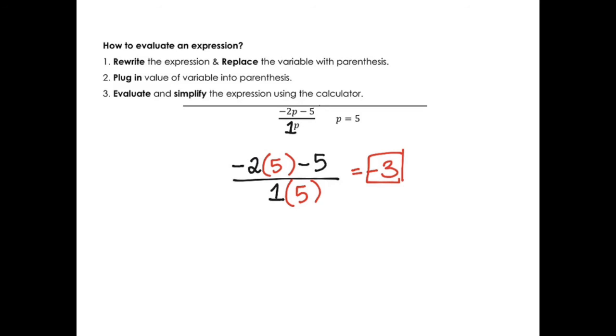So just make sure you're following these 3 steps. Make sure when you're submitting your work, I must see you rewriting your expression, I must see your parentheses, and I must see the value that you're plugging in order to get full credit for your work. Follow these 3 steps, plug it into your calculator, make sure you're being careful with what you're putting into your calculator, and then give me the value of the expression.